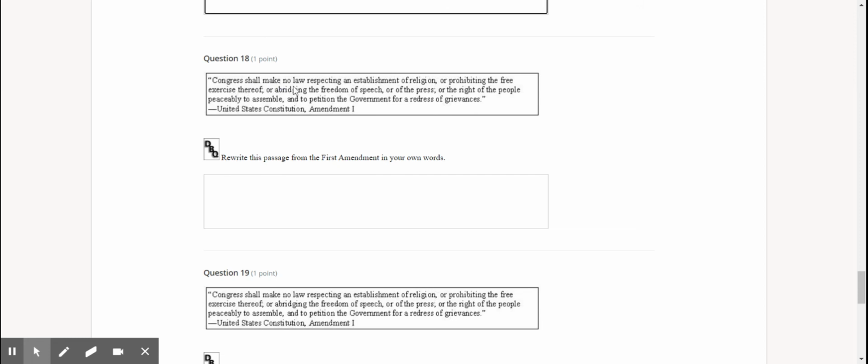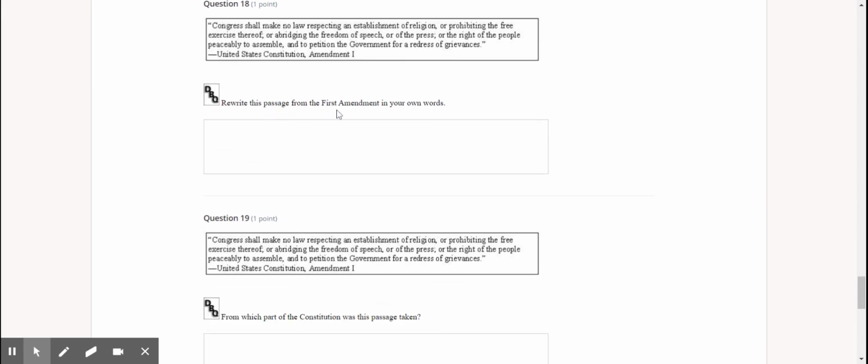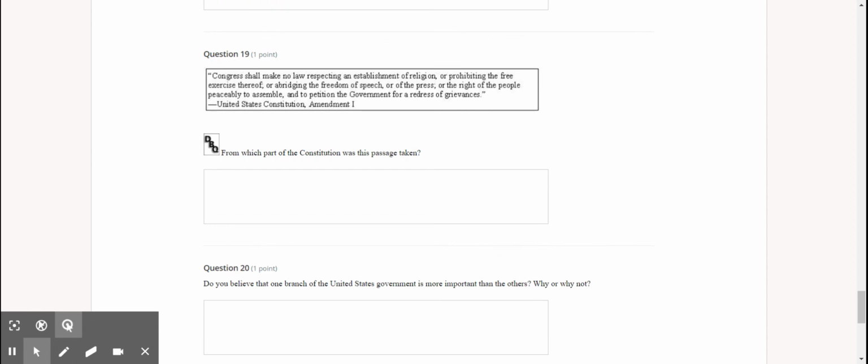The Congress shall make no law respecting an establishment of religion or prohibiting the free exercise thereof or abridging the freedom of speech or of the press or the right of the people to peaceably assemble and to petition the government for a redress of grievances. Write this passage from the First Amendment in your own words. Number 19, same passage. From which part of the Constitution is this passage taken?